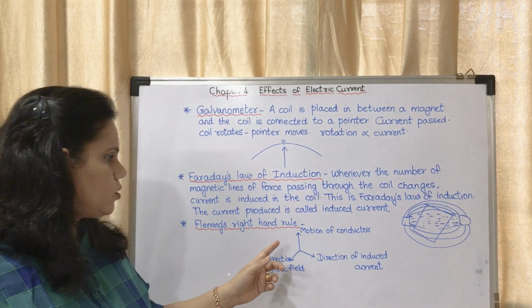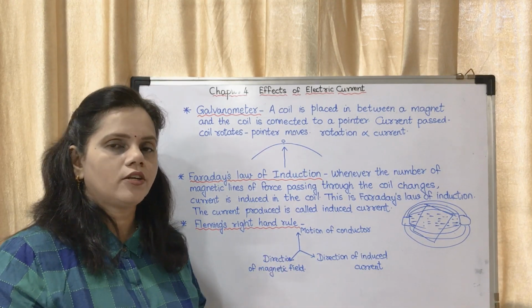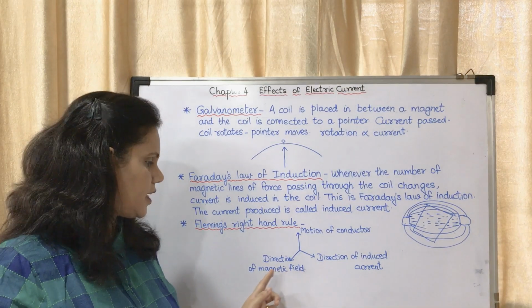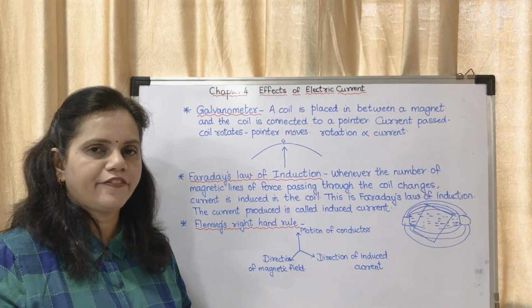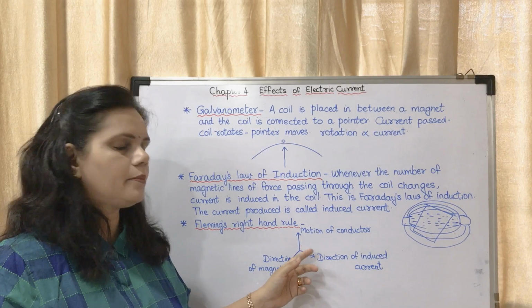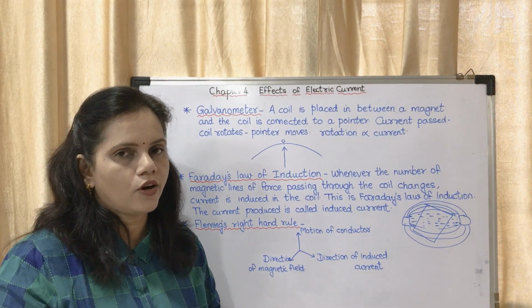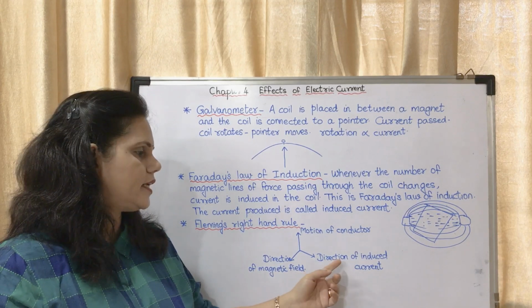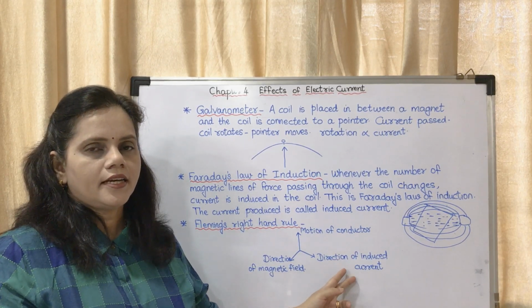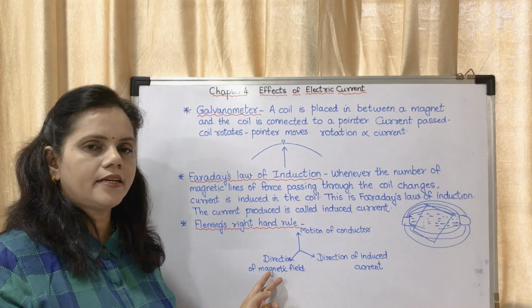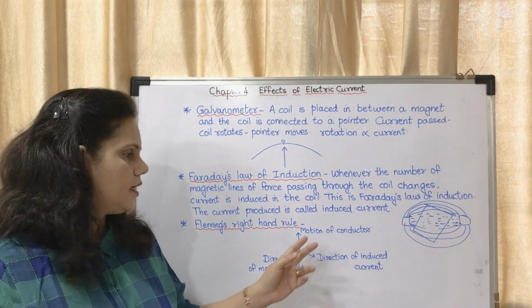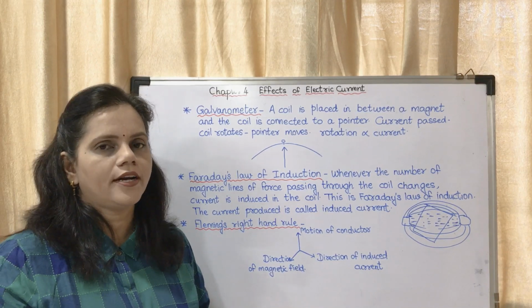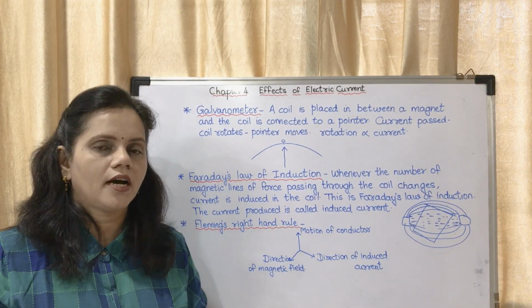So this is the diagram. You may draw this diagram: motion of conductor, direction of induced current, and direction of magnetic field. Now in this diagram and the diagram which we had drawn for Fleming's left hand rule, there is only one difference. Here it is magnetic field and here it is induced current. The motion of conductor is the same. You may learn accordingly, but both the rules are important.